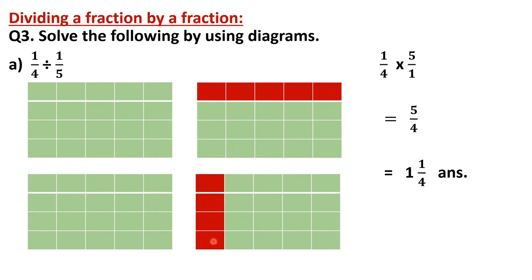Okay, so what we need to do, we need to see that how many boxes are coming inside this. So 4 are coming, that means total 1 column is coming, and then 1 by 4 of this 1 column, that means only one single box is left. So 1 by 4 part of this 1 column. So our answer is coming 1 by 4. Okay, and without using the diagram also we can solve it like this: 1 by 4 multiplied by 5 by 1 by taking the reciprocal as we were doing in the last question.